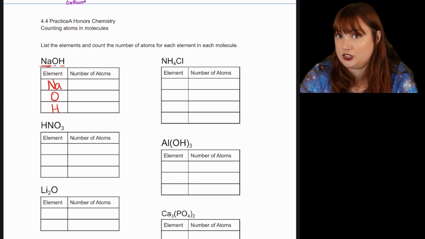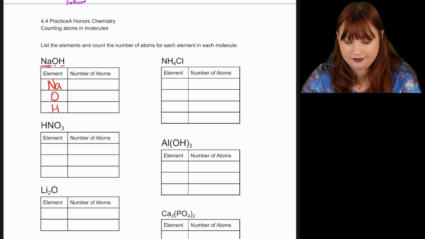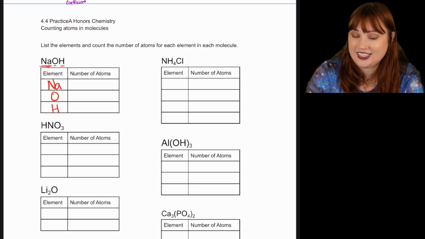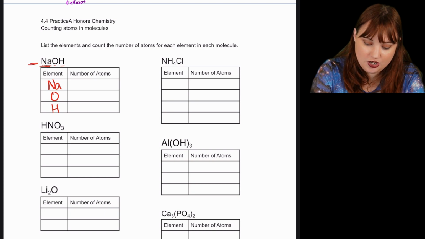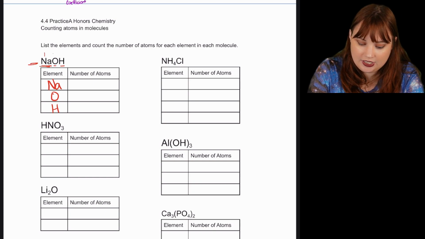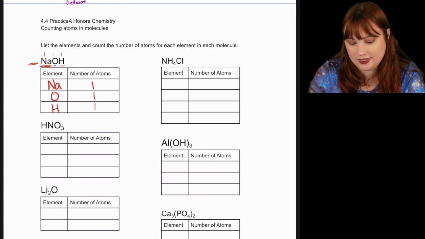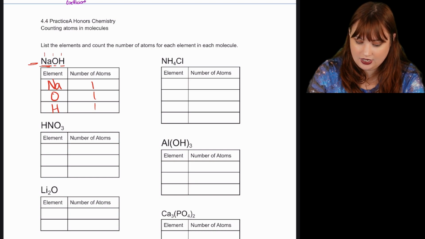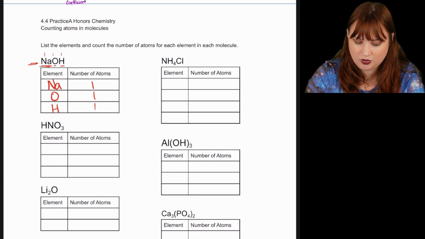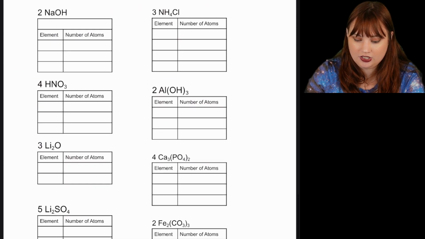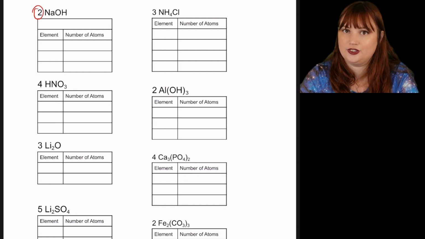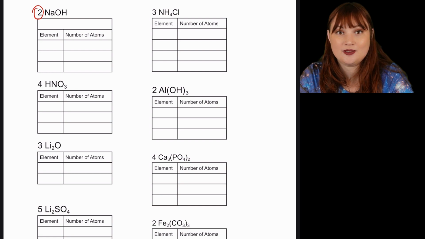Now, in this formula, do you see any subscripts? Any of those little numbers? No, I don't see any. There's no subscripts and no coefficient. So that means I just have one of each of these atoms. Just one. Easy. You'll do the same process for the rest of these examples. The next page, it's the same molecules, but this time I've added coefficients for you to try. Give it a try. Let me know if you need any help.